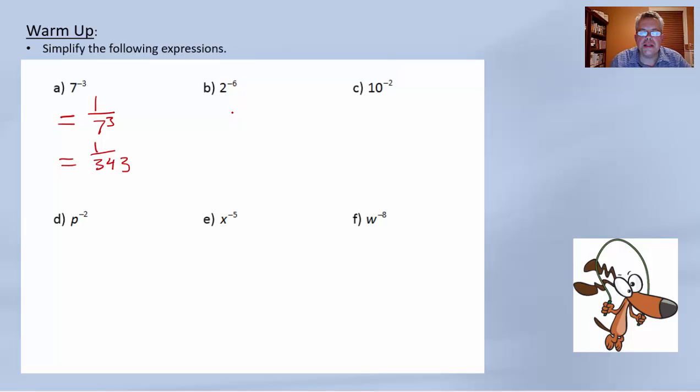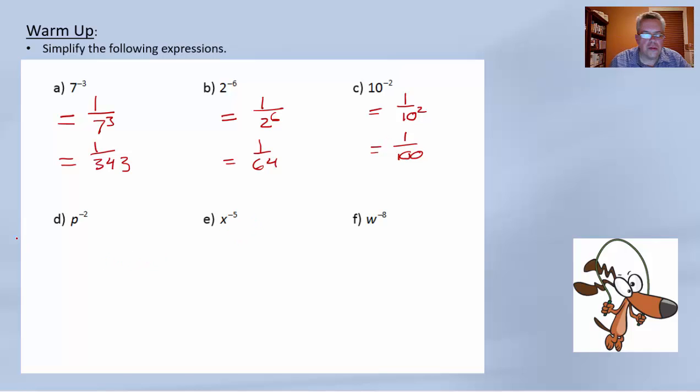Okay, 2 to the minus 6. We're going to write this with a positive exponent. It's 1 over 2 to the positive 6, and 2 to the 6 is 64. That one I know. Okay, 10 to the minus 2, we can write as 1 over 10 to the positive 2, and it's equal to 1 over 100. So 10 to the positive 2 is 100, 10 to the negative 2 is 1 over 100.